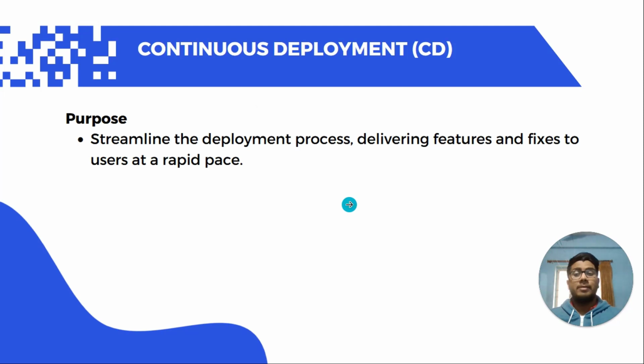Next comes continuous deployment. After continuous integration, all the code and all the features are checked. But to be in the production arena, live production that users can actually use, we need to have continuous deployment.